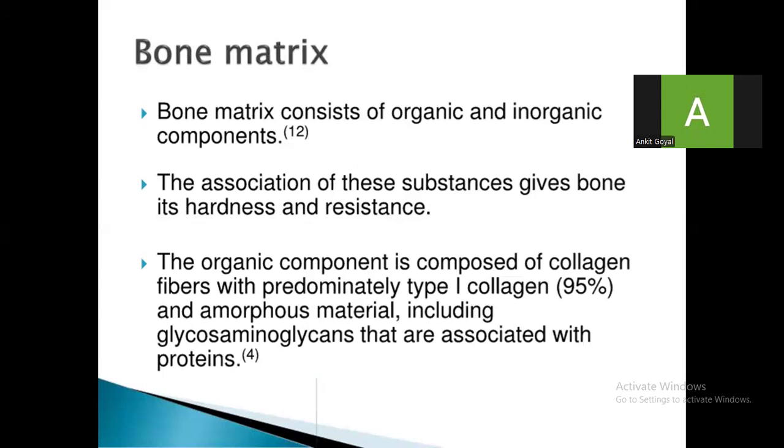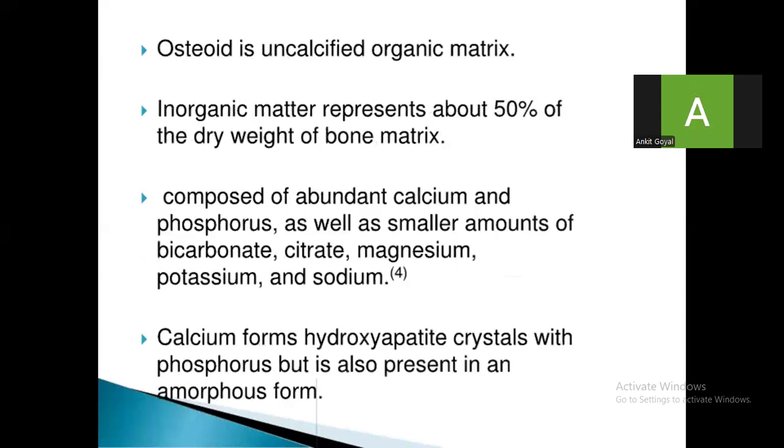Now, the bone matrix consists of organic and inorganic components. The association of these substances gives bone its hardness and resistance. The organic component is composed of collagen fibers, predominantly type 1 collagen, and amorphous material, including glycosaminoglycans that are associated with proteins. Osteoid is uncalcified organic matrix.